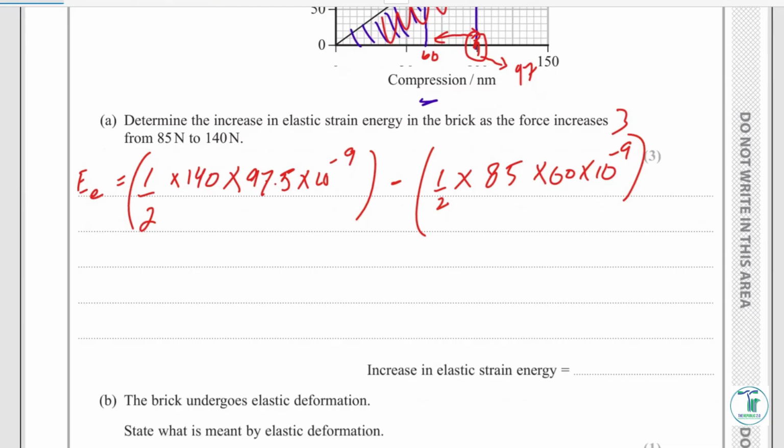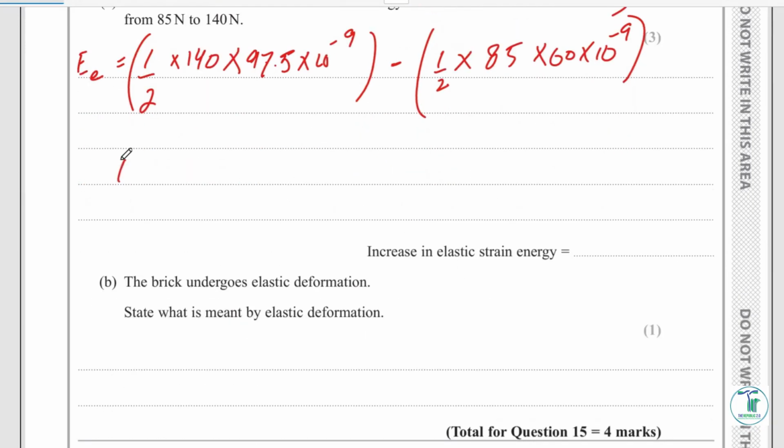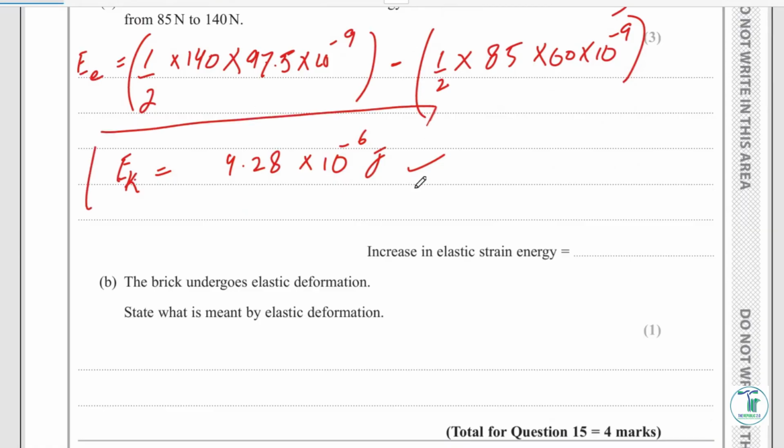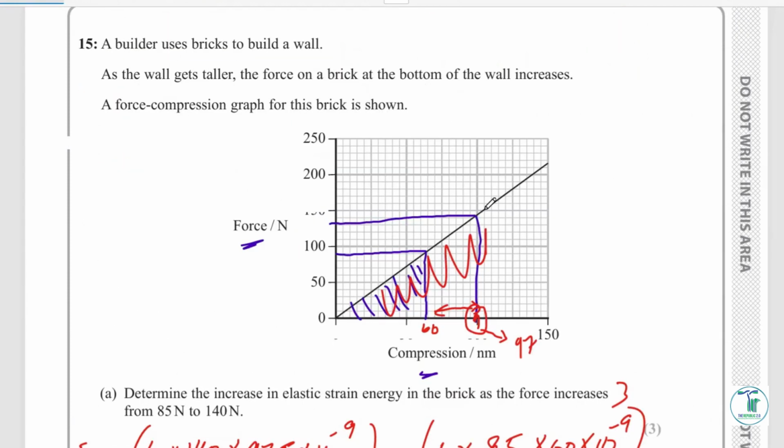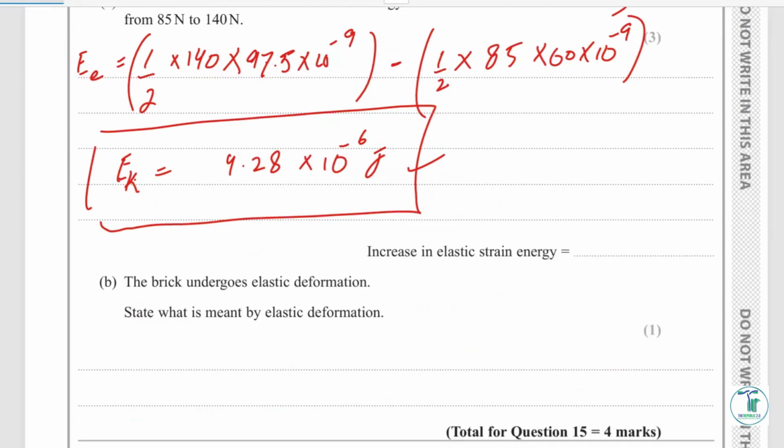So you just need to subtract them up, and you'll get the final energy that comes out like 4.28 times 10 raised to the power of negative 6 joules, right? That is how you talk about the elastic potential energy stored between those 2 points. Remember that that is not a triangle. So you need to calculate the area under the smaller triangle, the area under the bigger triangle, then subtract them up, and then you'll get the area in between them.